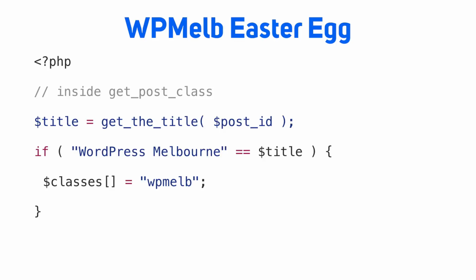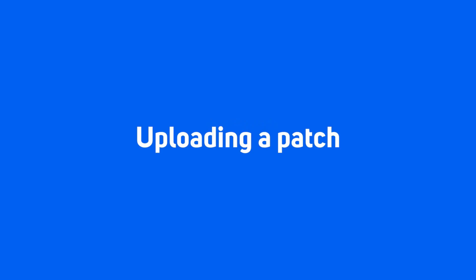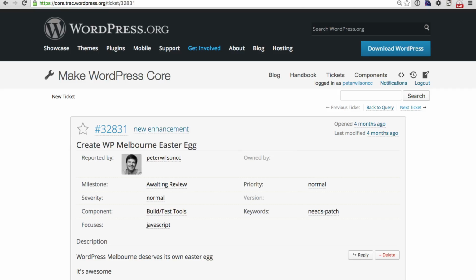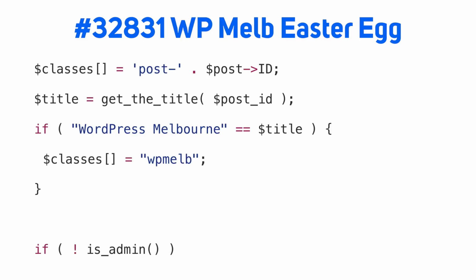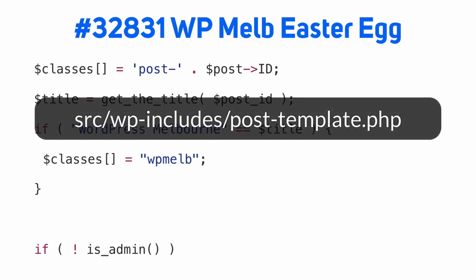So let's go back to the code we want to submit to core. First step is to actually create a ticket on Trac, as Stephen showed us and walked us through earlier. So once you've created a ticket, this will give us a ticket number, in this case, late 32,000s. So after this, we need to upload our suggested changes. And in the context of the file, our changes look like this. It sits within the getPost class function, and it's within the post template file.